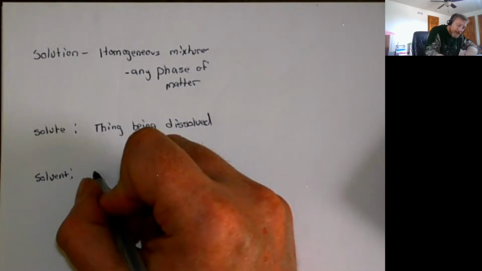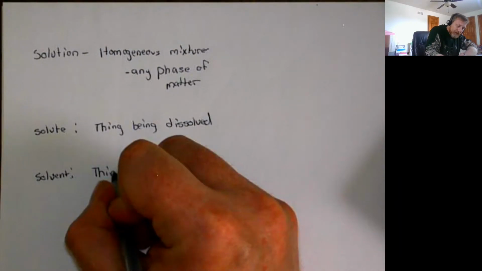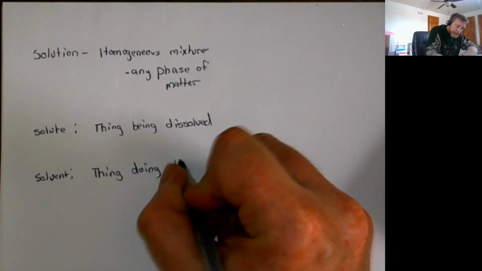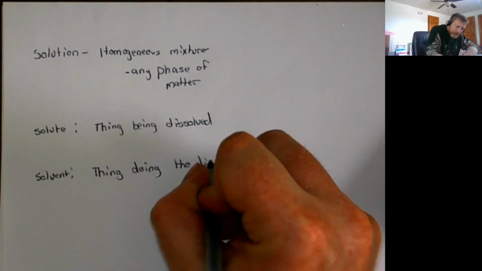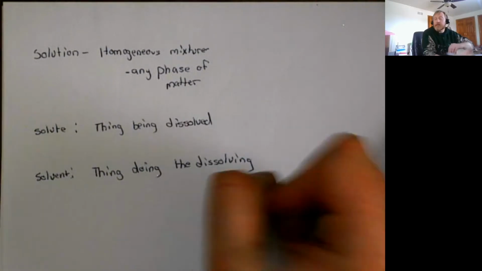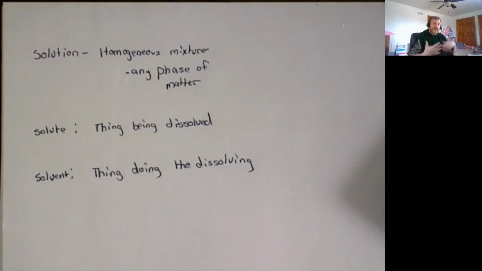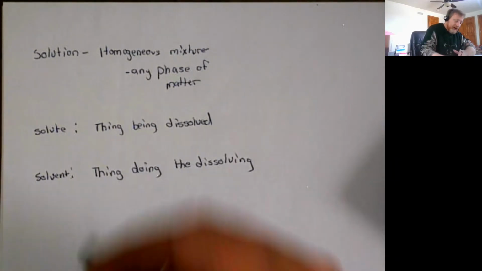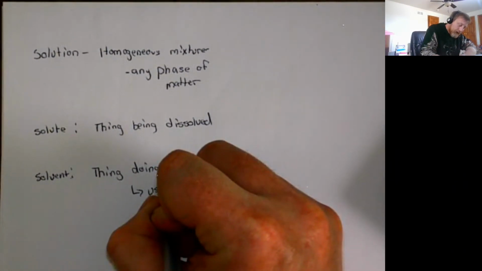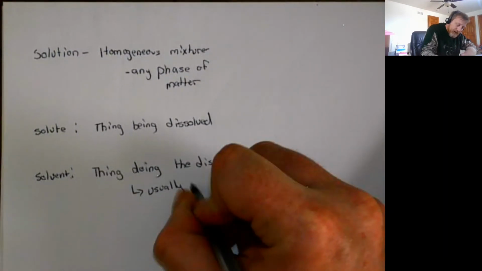And the solvent is the thing that's doing the dissolving. So if we were to take some salt and throw it in some water to make some salt water, for example, the salt would be the solute. It would be the thing that's being dissolved, and the water would be the solvent, the thing doing the dissolving. And the solvent is usually present in larger quantities.